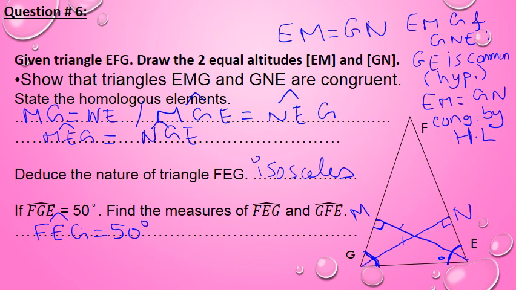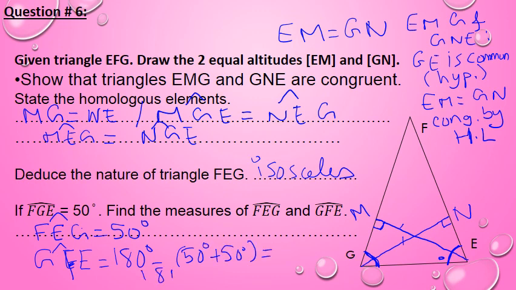Now, what is the measure, Ala, of angle GFE? How can we get the measure of angle GFE? 180 minus 50 plus 50. 180 minus 100 equals 80. So this is the sum of angles in a triangle, okay? It's equal to 180 degrees minus 100, so it's equal to 80 degrees.